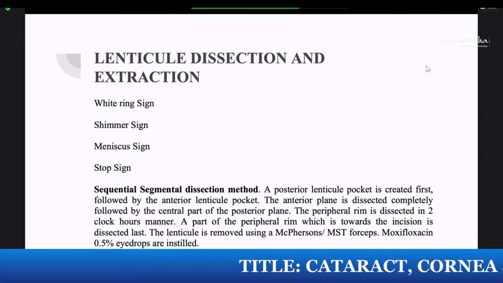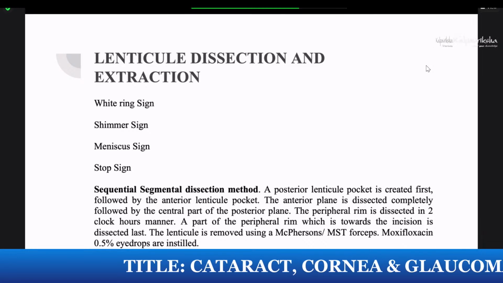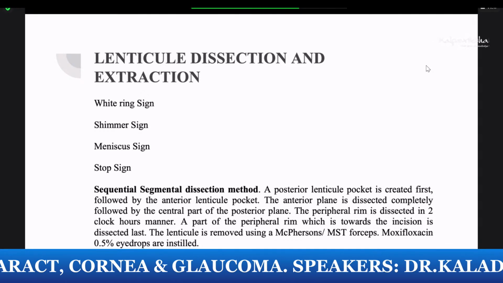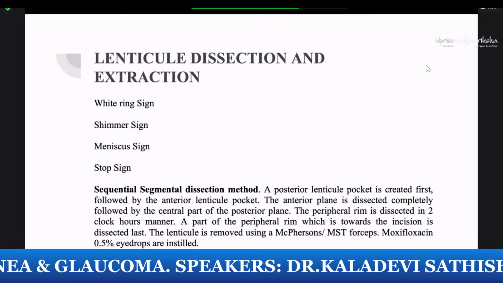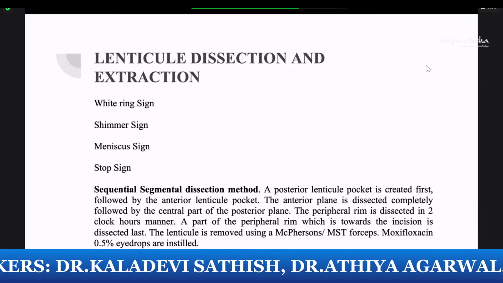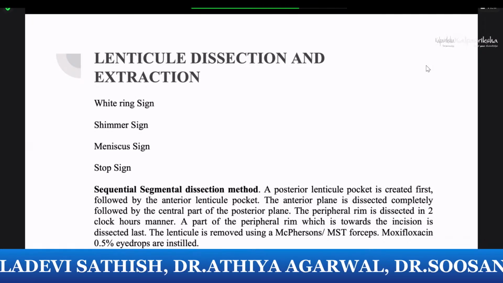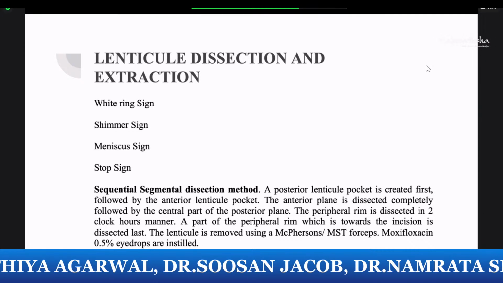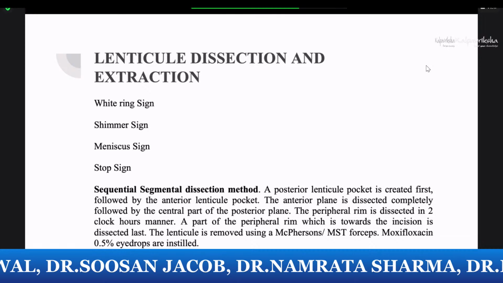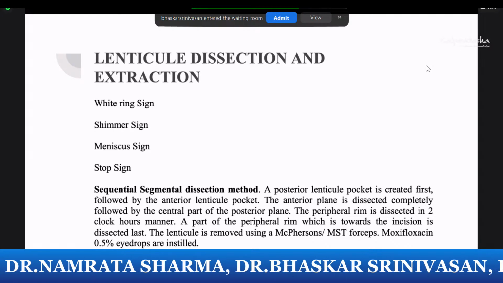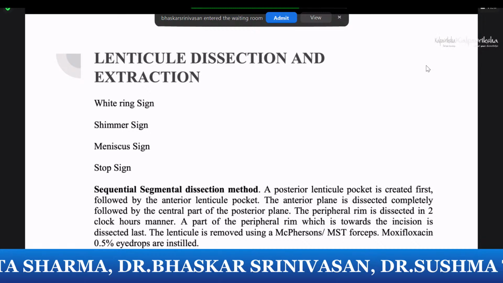So the extraction of the lenticule is done in a segmental sequential dissection method. We prefer creating two pockets, the posterior and the anterior. The dissection should be the anterior first. The anterior plane is dissected completely, followed by the central part of the posterior plane. The peripheral rim is dissected in 2 clock hours manner. A part of the peripheral rim which is towards the incision is always dissected last to have a better anchorage. The lenticule is then removed using a McPherson's or MST forceps.